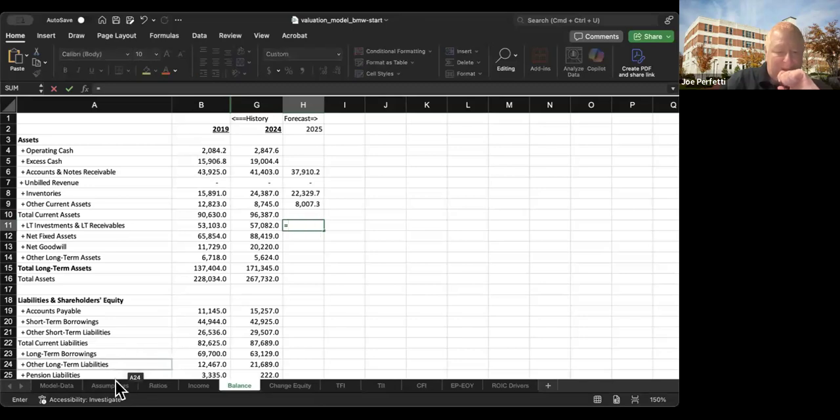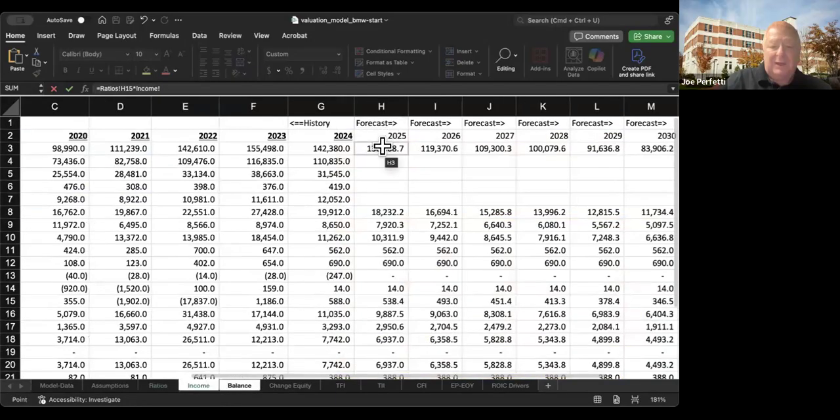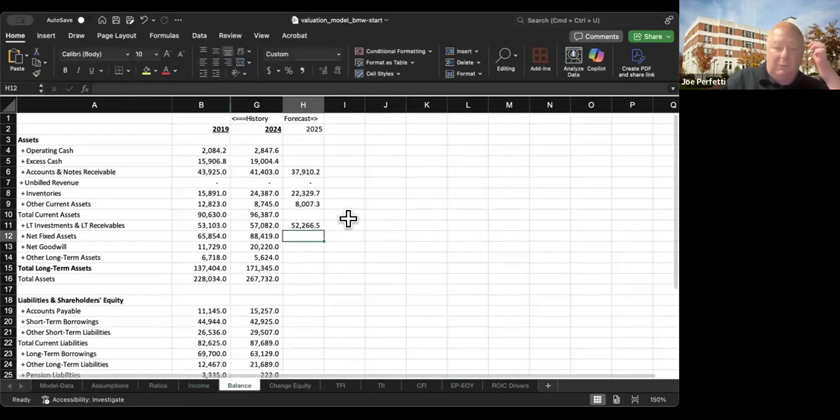The next is the long-term investments. Equals. Go to ratios. Long-term investments, 40% of revenue. So H15 times revenue in 2025 off the income tab, H3. I might say, gee, why do they have such big long-term investments and long-term receivables? This is the financing unit of BMW. They have a wholly owned subsidiary, which basically does BMW financing, and that's where the car loans are.